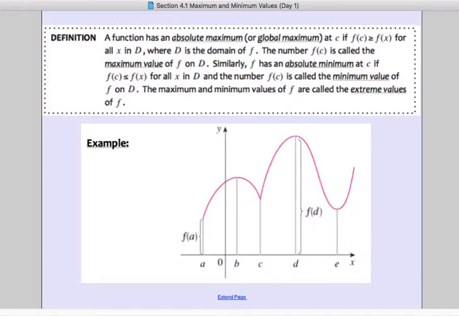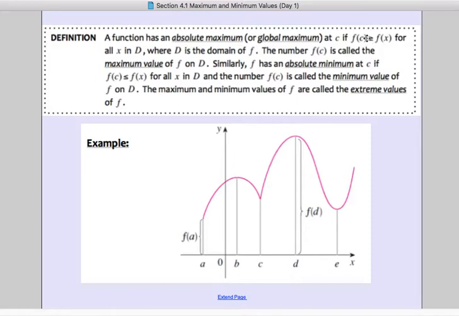So the first thing we have to look at is the definition for an absolute maximum. If we're talking about an absolute maximum, it means the absolutely biggest number, biggest y value, I should say, on a graph that we can find. So a function has an absolute maximum. Some textbooks also call it a global maximum. At a point c, if f of c is greater than or equal to f of x.